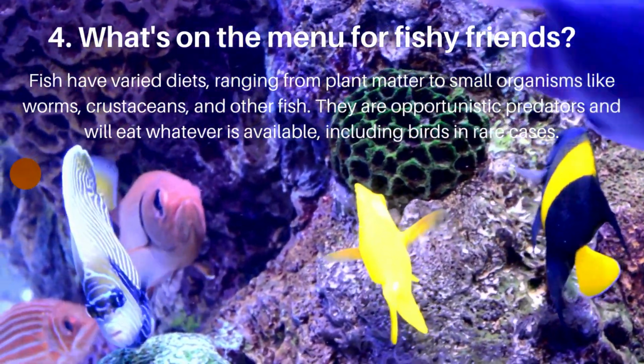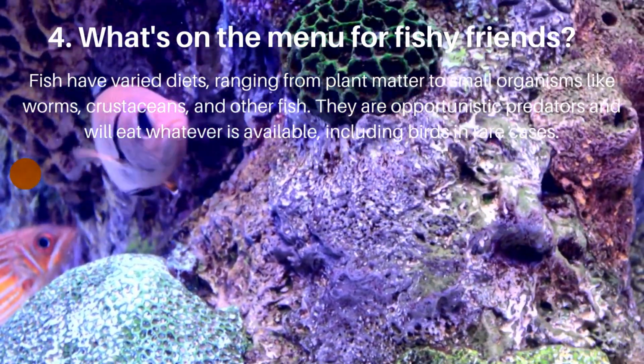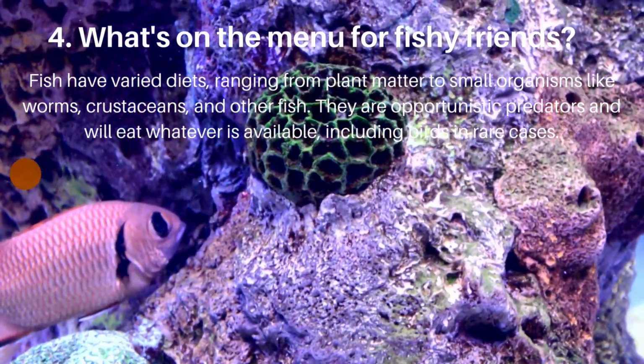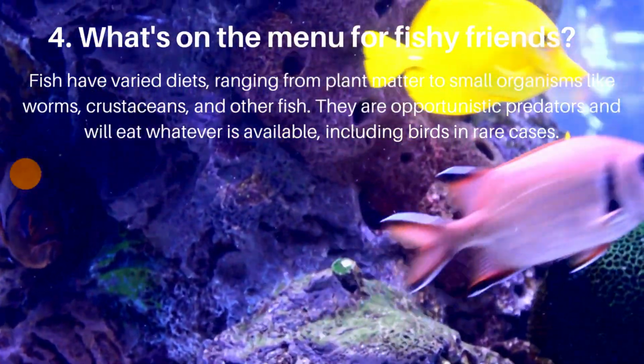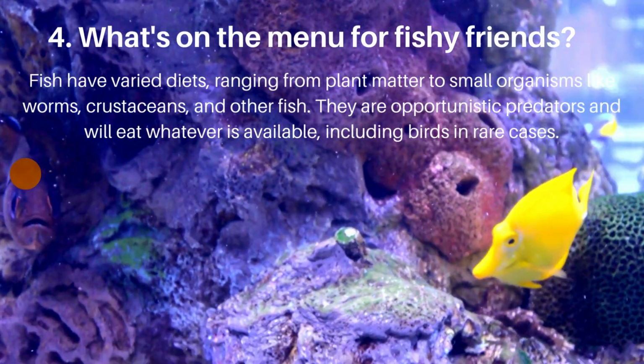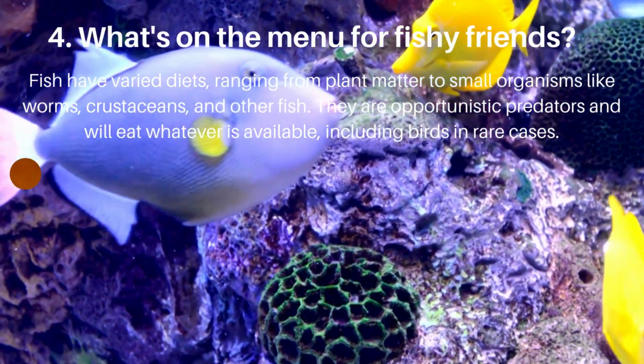What's on the menu for fishy friends? Fish have varied diets, ranging from plant matter to small organisms like worms, crustaceans, and other fish. They are opportunistic predators and will eat whatever is available, including birds in rare cases.